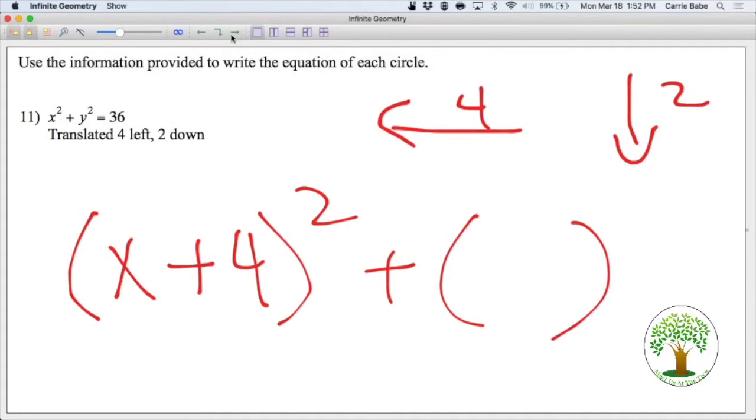What about the down 2? It's still going to be a plus, because down is going towards the negatives, but it's the opposite. So we're going to do plus 2 squared. What about that radius? It's going to stay 36.